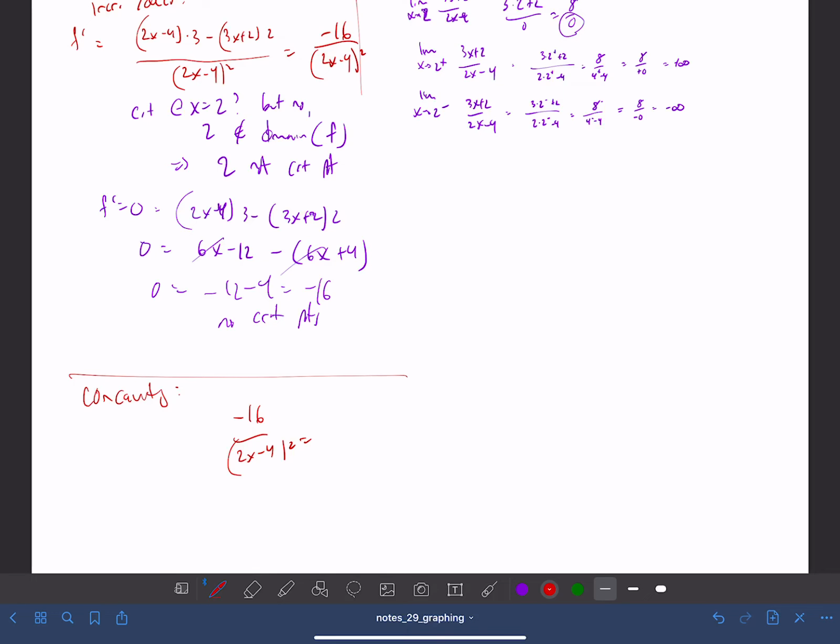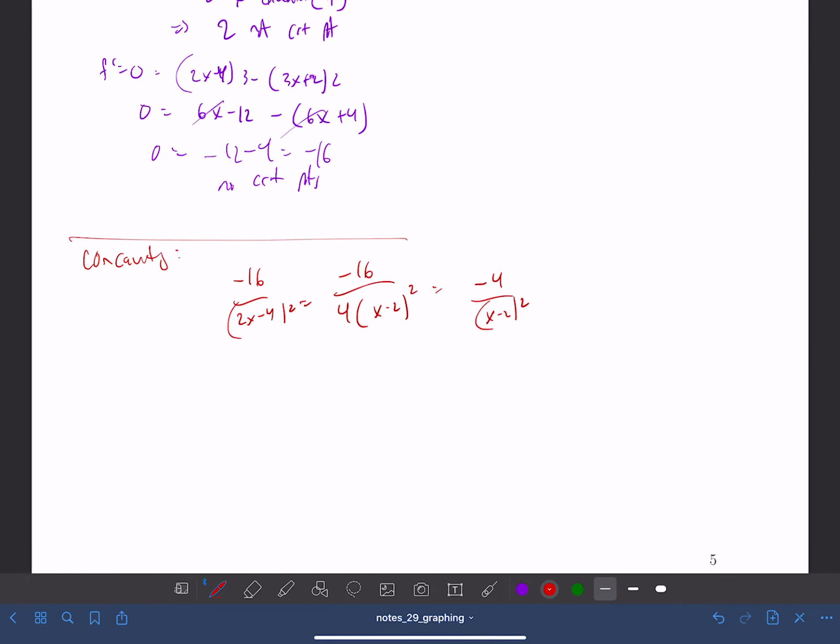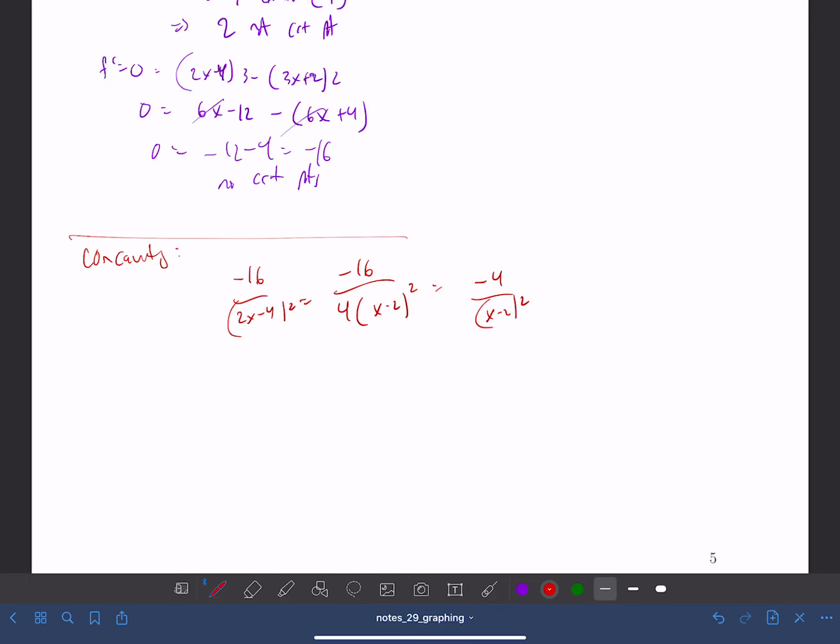So I'm going to write this as minus 16 over 4 times x minus 2. And that's because that 4 is 2 squared. So what I did there was I took the common 2 here, I pulled it out, and I've got a square on it. I'm missing a squared. And let's cancel some stuff. So that's going to be minus 4 over x minus 2 squared. Okay, I just didn't want to deal with a bunch of stuff when I take the second derivative.